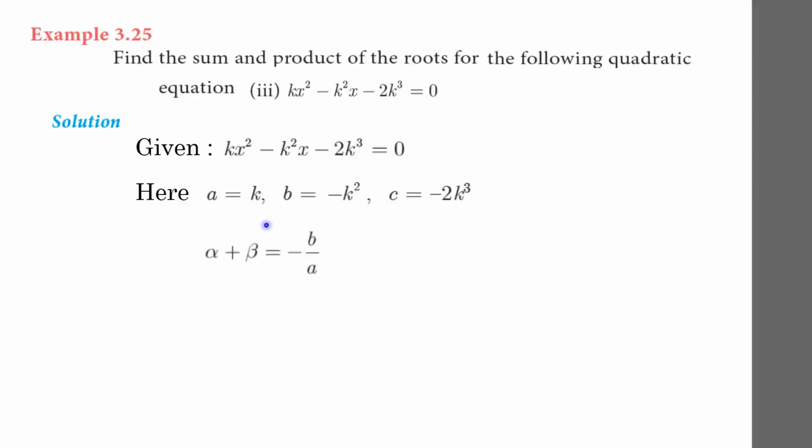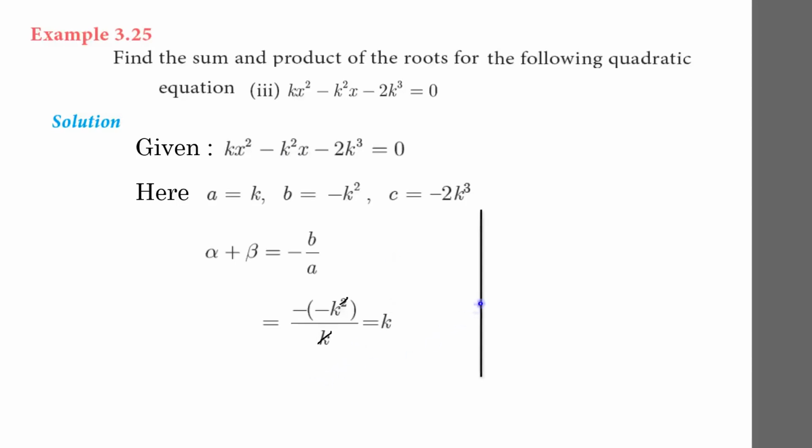Okay. Next we have to write the formula for the sum of the roots, that is alpha plus beta equal to minus b by a. Here, instead of b, I have to substitute minus k square. Here two minuses have come: one is the minus in the formula, and the other is the minus in the value substituted for b, divided by a value, which is k. What is minus into minus? Plus. Here one k and the k in k square cancel, and only k is obtained in the answer.